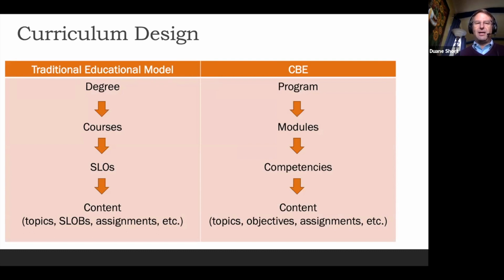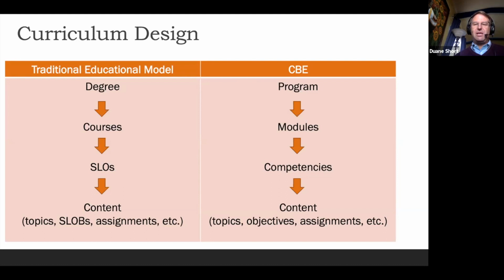Here's where I see the link between our traditional model and credit by exam. How are they the same and how are they different? In our traditional model, on the left, we design a degree, or we want to make a degree, and we figure out what courses go into that degree. We figure out the learning that students are supposed to get out of those courses, the SLOs, and then we make the content: the topics we're going to cover in each course, and the assignments and the student learning objectives that build up to the student learning outcomes, and so on.